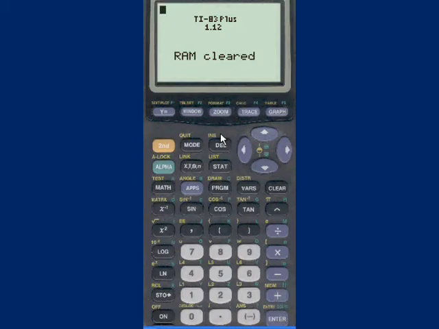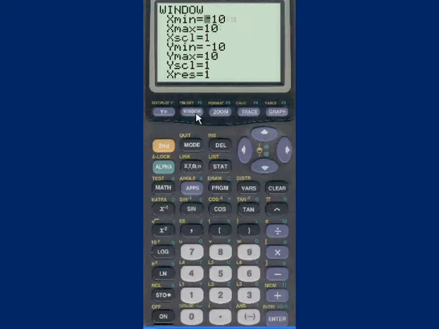So, for example, the first one we have sine of theta equals 0.4. So first we've got to make sure that our window is right. So let's go ahead and set that up. You have to be within 0 and 2 pi. So x min should be 0, x max should be 2 times pi.